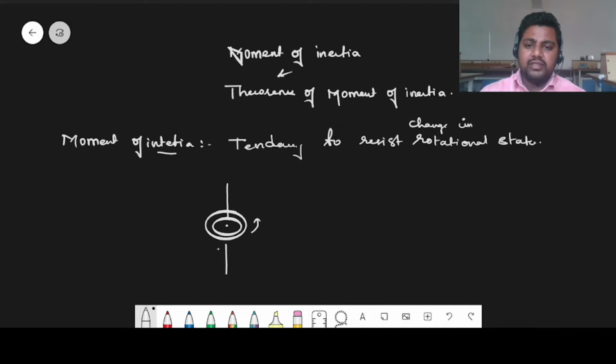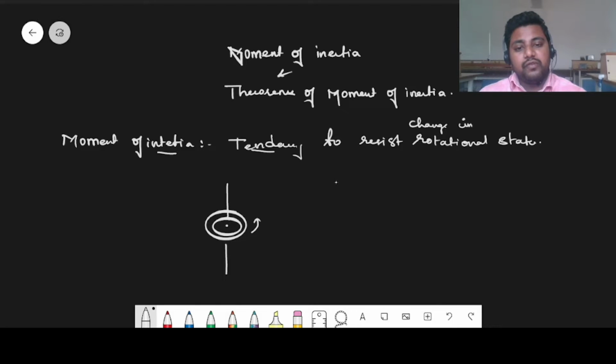So that means if you want to change the rotational state of the object, we have to apply some kind of torque, not just force. The same analogy of motion that we have in terms of force, here you have to analyze in terms of torque. I hope you understood what is moment of inertia.